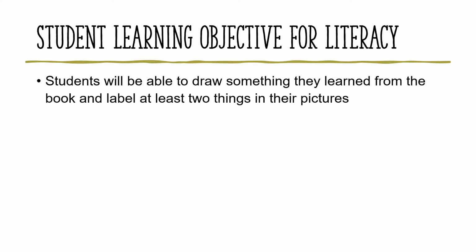The other thing I'm looking for in your objective is that it is something that children can do. We don't say know or understand in standards because we can't see them know and we can't see them understand. So your objective has to be something that you can observe the students doing. So in this case, they are going to draw something that they learned from the book and label at least 2 things in their pictures. That's something I can see them do.